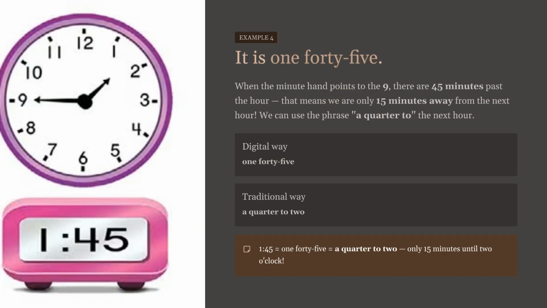Example 4. It is 1:45. When the minute hand points to the 9, that means 45 minutes past the hour. We are 15 minutes away from the next hour. We can say 1:45 or a quarter to 2.